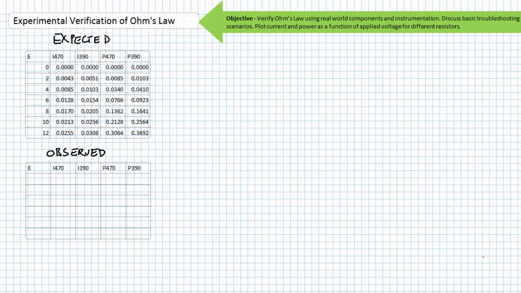Walking through every possible combination of voltages for both resistors, we'd expect to observe the following conditions in the upper left-hand corner datasheet. Immediately below is a blank datasheet we'll use to record our observed values.